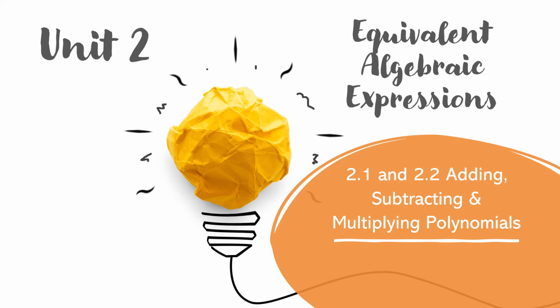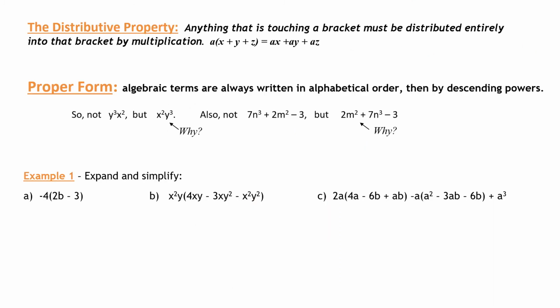Welcome to Unit 2. Our first topic in Unit 2 is called Adding, Subtracting, and Multiplying Polynomials. The entire unit is called Equivalent Algebraic Expressions, and we talk specifically about that today. The distributive property. This is review.